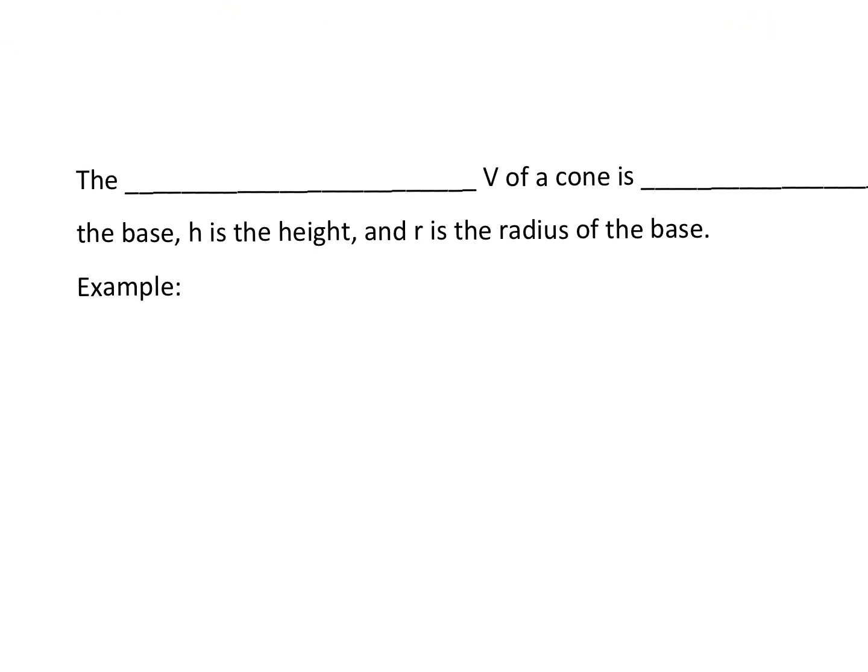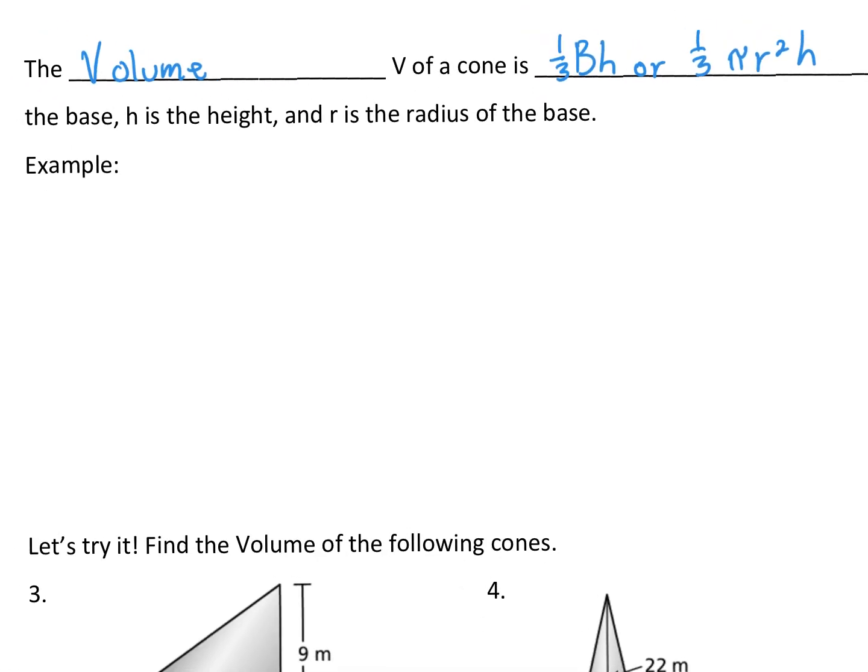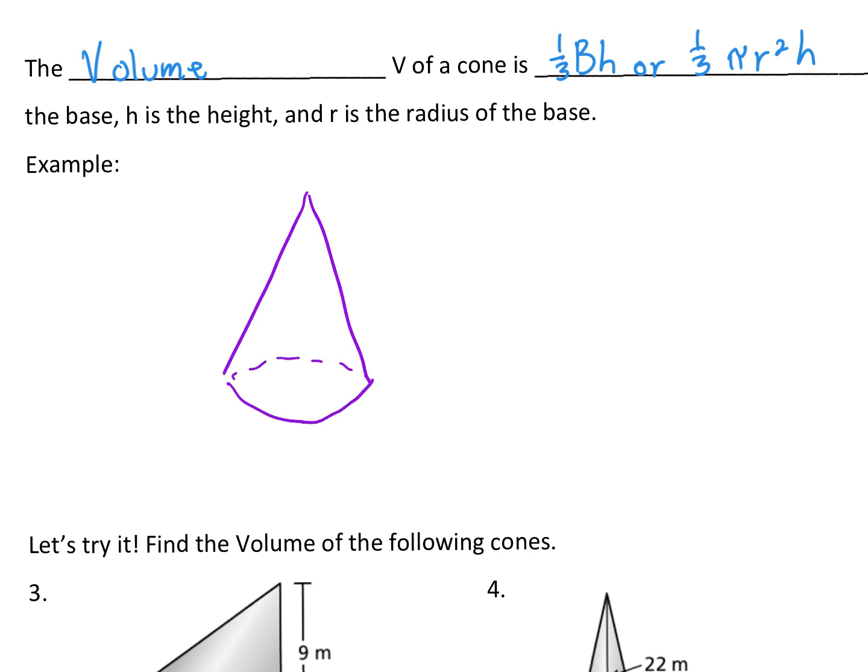Going on down, the volume now of a cone is 1/3 base times height, or 1/3 pi r squared times height. Pi r squared and base are one and the same. So if I drew a cone, now this is the height. The height goes perfectly up and down and meets at a right angle. This is the radius. My base here is the same as pi r squared.